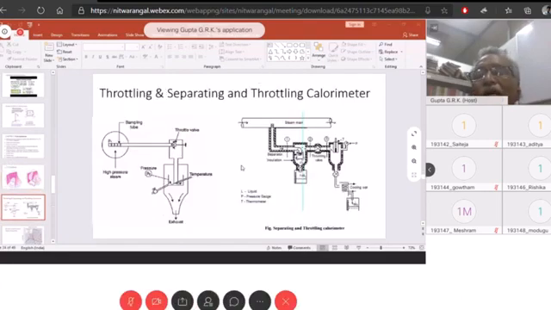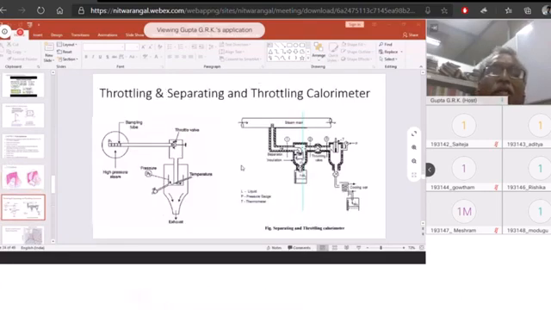Then how do we find out the properties of steam? There are some calorimeters available, the throttling calorimeter and the separating throttling calorimeter, and how to measure what is called the dryness fraction. We learn that when we study the calorimeter.